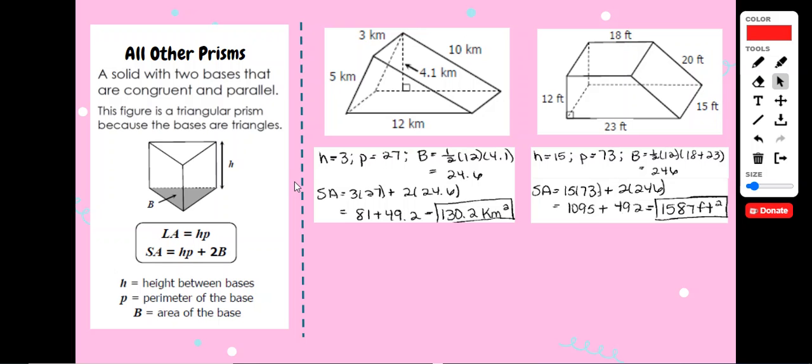When we last left our intrepid math adventurers, we were talking about the surface area of all other prisms, and that included pretty much anything that was not a rectangular prism. Would this work for rectangular prisms? Sure it would. Absolutely it would. But we do have a specific formula for that. This is the generalized formula for anything else.